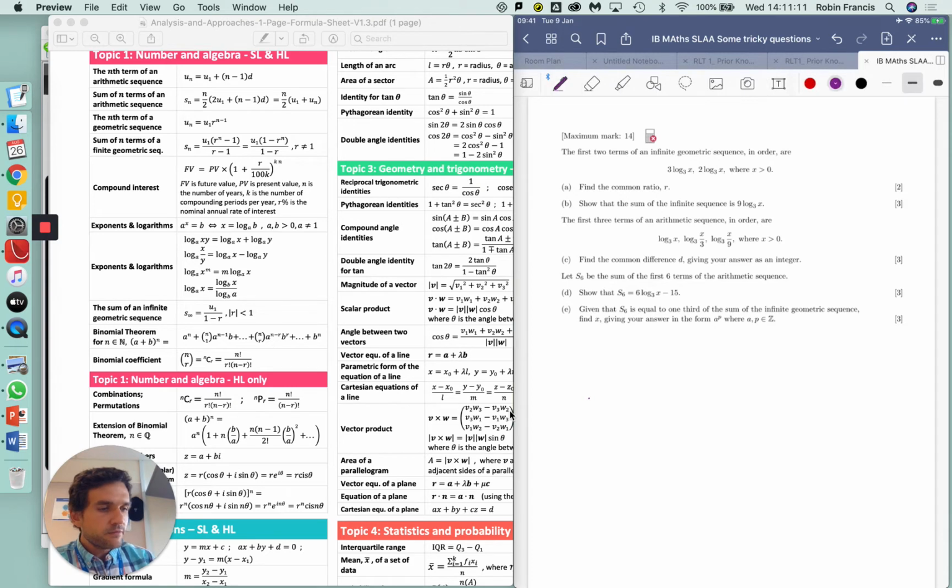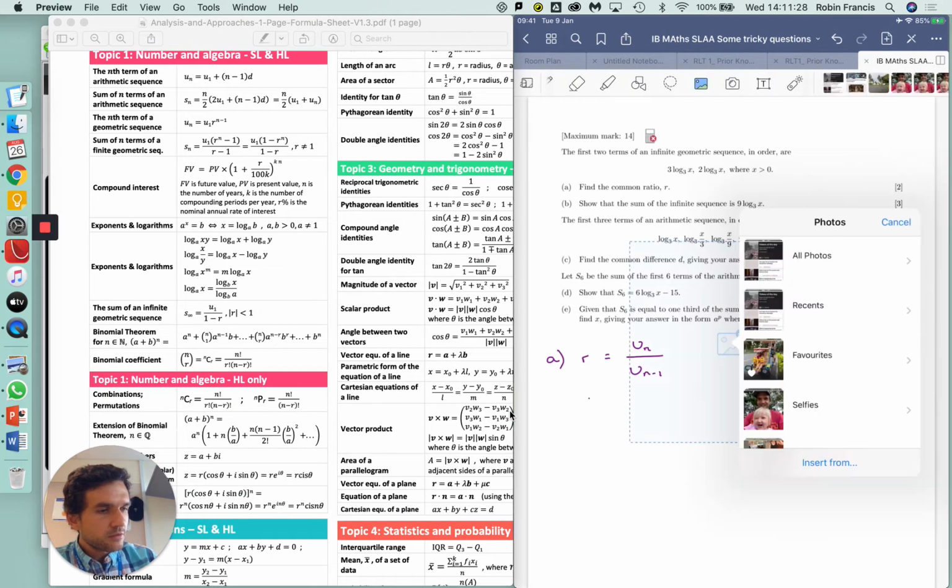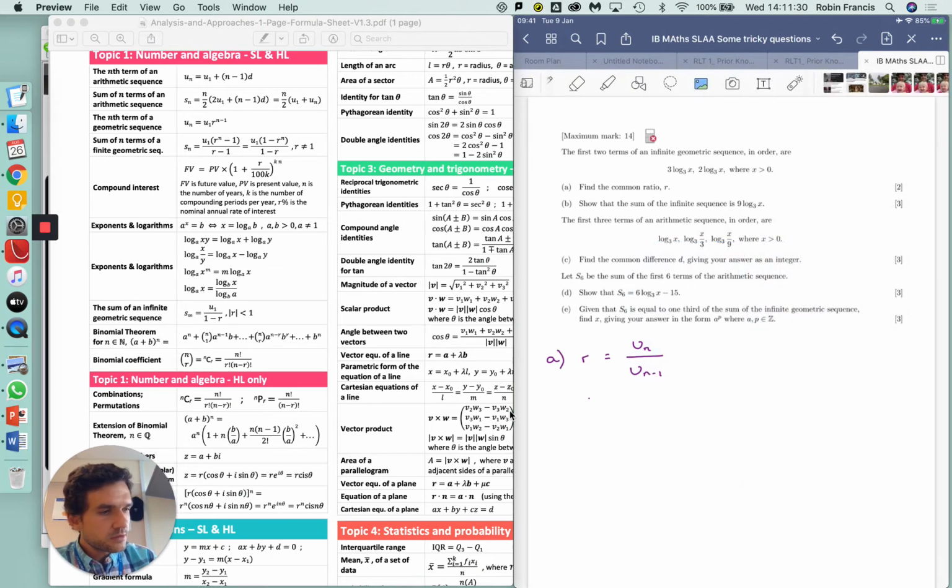I'm looking first of all at this part A, and we need to find the common ratio. So for A, the common ratio R is going to be a term divided by the previous term. Now I don't really have any options here, I've only got two terms, so in this instance all I need to do is do this second term divided by this first term. So I'm just going to plug in those values here.